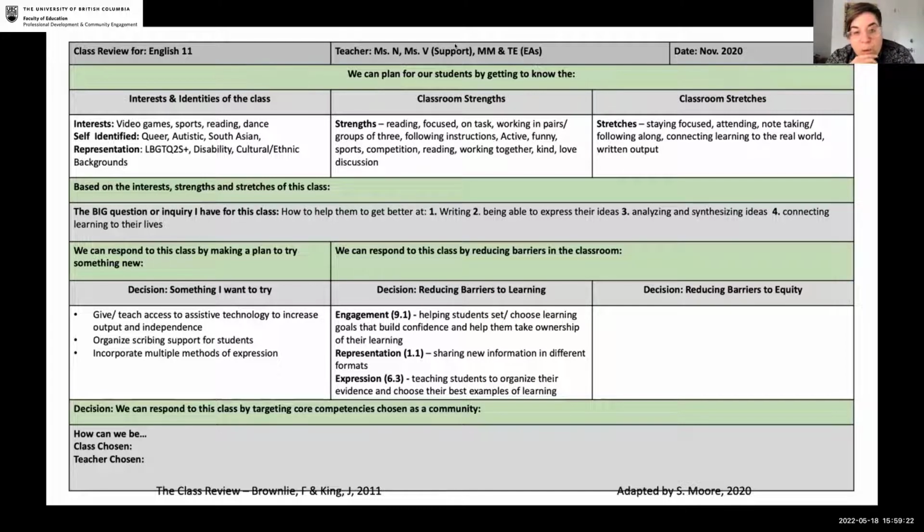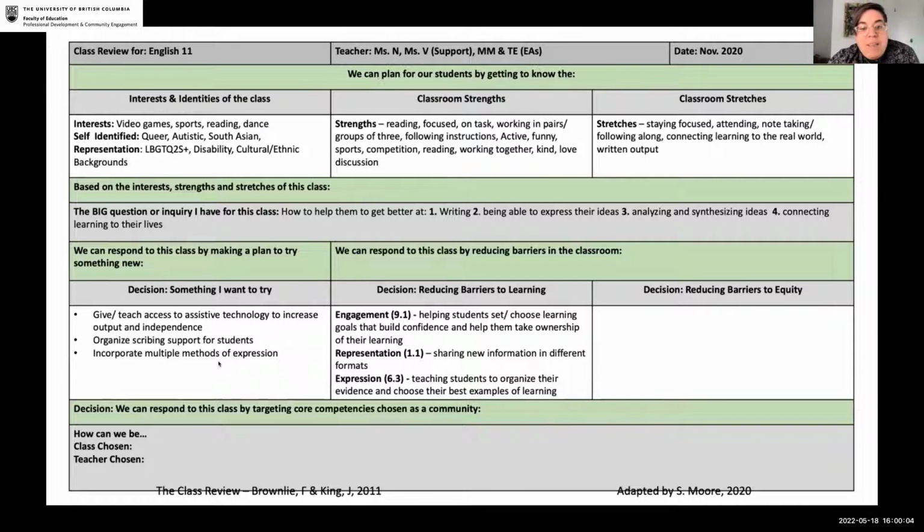And then what the teacher really wanted, the goal they had to work on, was to get them better at writing, expressing their ideas, connecting learning to their lives. Those are kind of big life goals. And then in terms of things that she wanted to try, and this was direct support she was looking for from her support teacher, was support for assistive technology to try and increase written output, organizing, scribing support for students that wasn't adults or wasn't people, and incorporate multiple ways of expression, because she loved her essays. And we talked about how that could be a barrier to some kids.